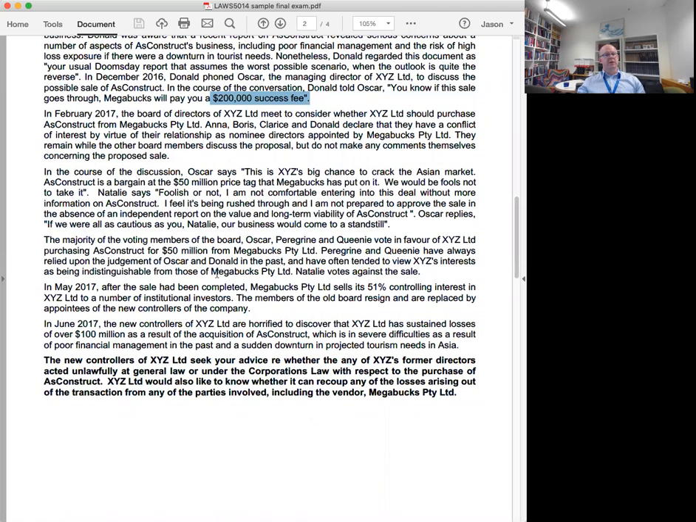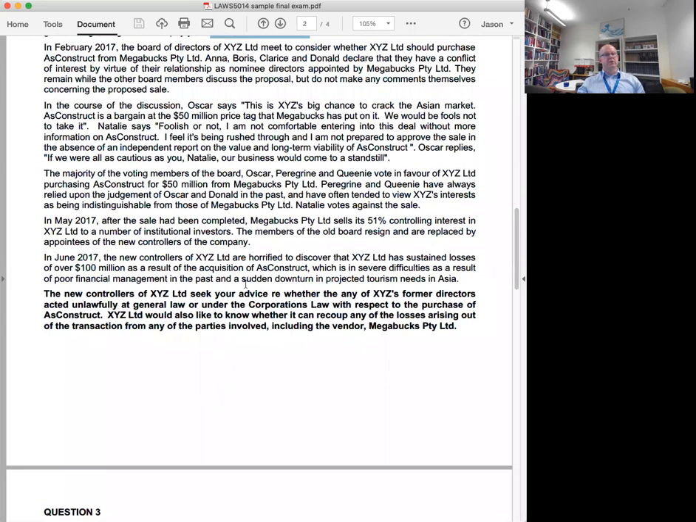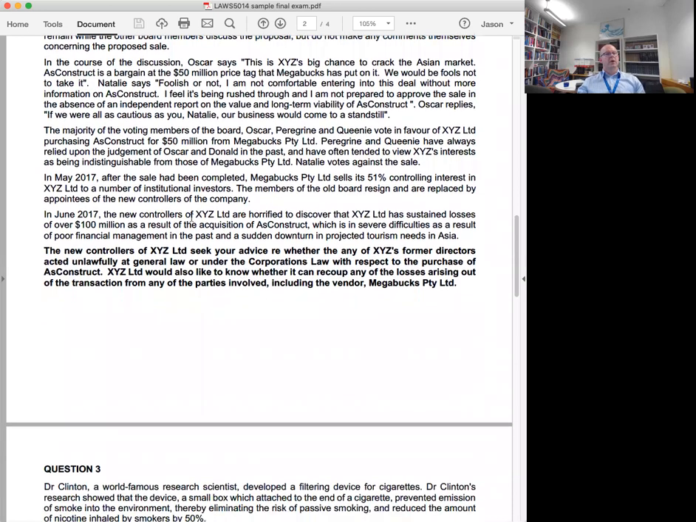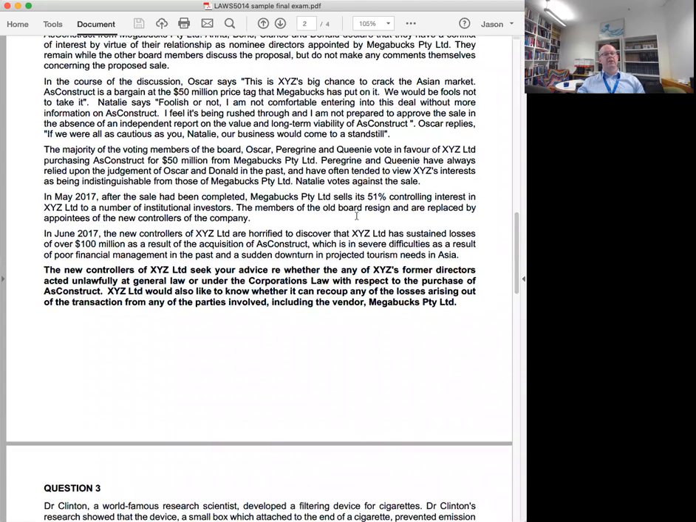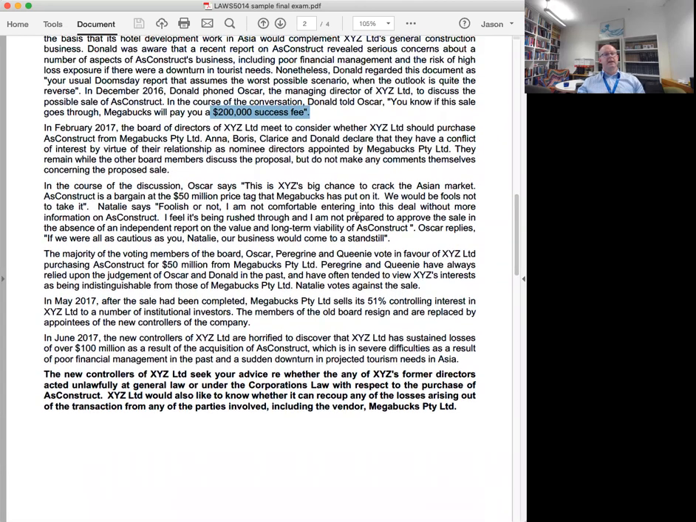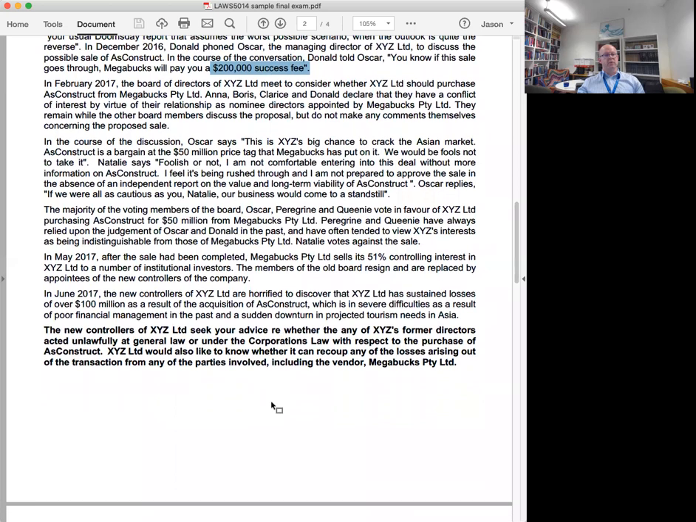Okay, so what else have we got here? And Oscar says, well, if we're all as cautious as you, we'd never do anything. Right, the majority, Oscar, Peregrine, Queenie vote in favour of XYZ. The affiliated directors aren't voting, but they do remain, which they can do under 194 as long as they've disclosed their interests. So query whether they've done that. So maybe talk about cases like Coleman and Furs and Tompkins and Woolworths and Kelly about the nature of disclosure here.